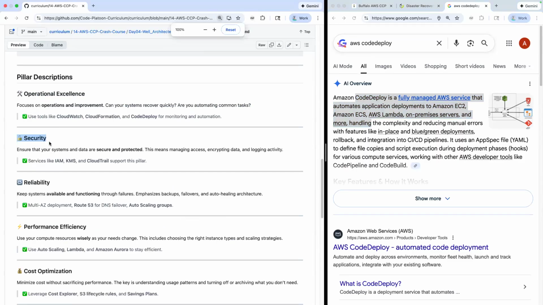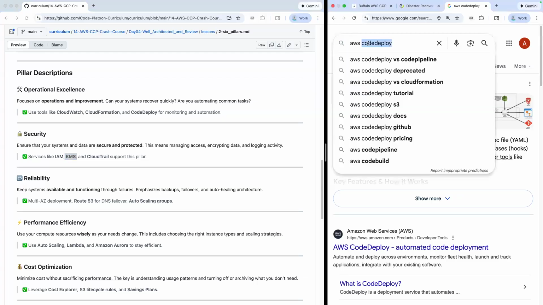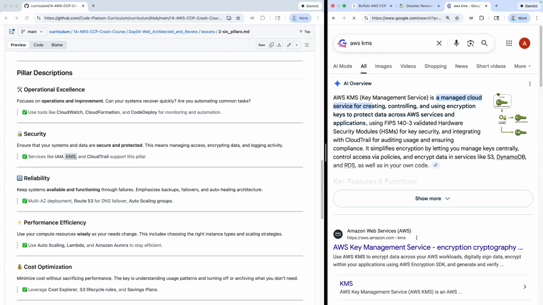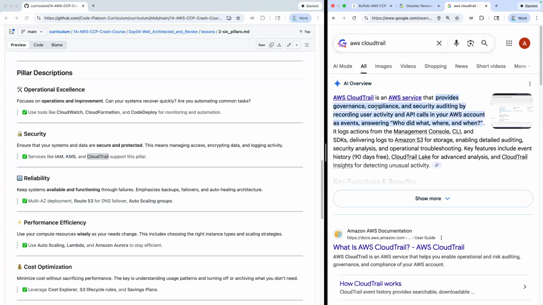Next up, we have the security pillar to make sure that things are secure and protected. We've got AWS IAM. Anyone remember what KMS stands for? I think it was Key Management Service. Yes, sir. AWS Key Management Service, related to encryption keys, and CloudTrail for auditing and logging, right? CloudWatch is for monitoring. CloudTrail is for governance, for auditing purposes.